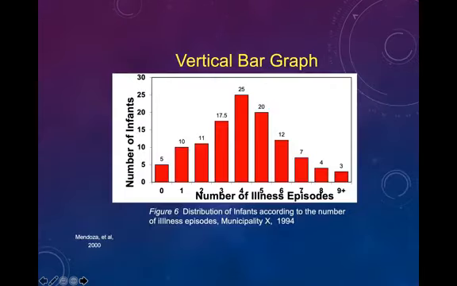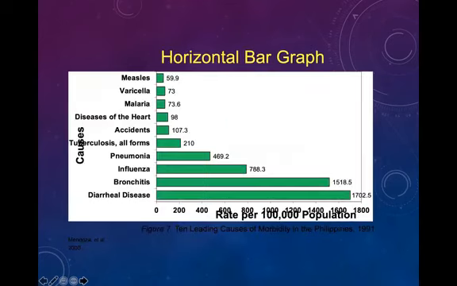Some schools of thought also say that you use a vertical graph if the data is ordinal, meaning there is some sequence to the data. So here, the sequence is the number of illness episodes. It ranges from 0 to 9 plus. While you use a horizontal bar graph if the data is nominal. So you have leeway to order it from highest to lowest. So you can highlight the highest to the smallest categories as shown in this slide.